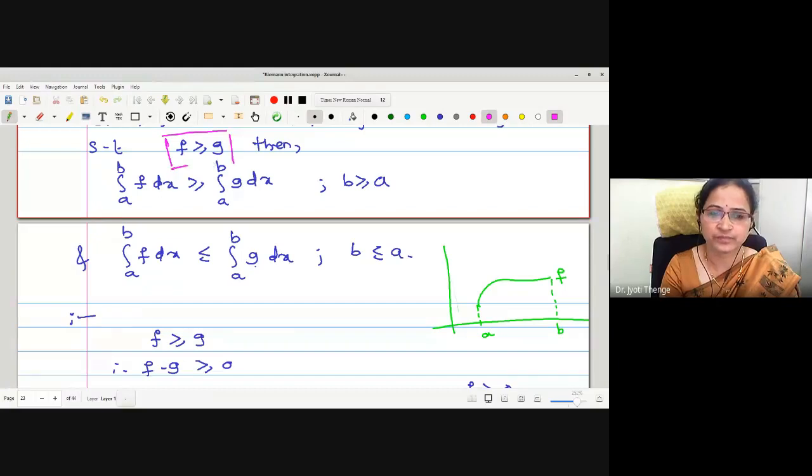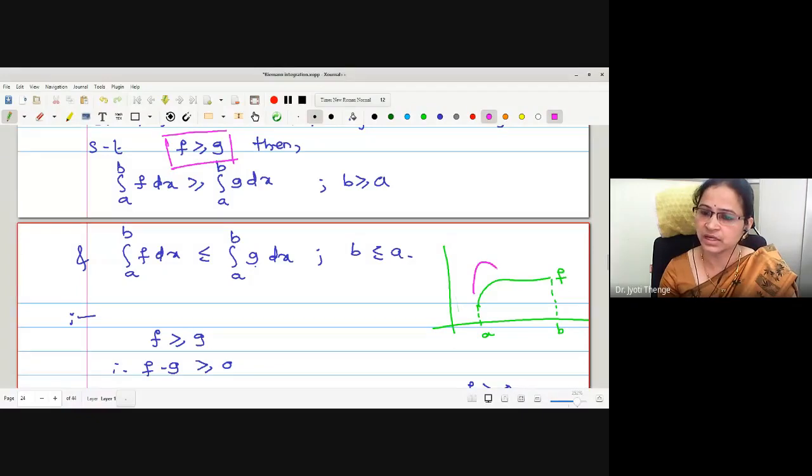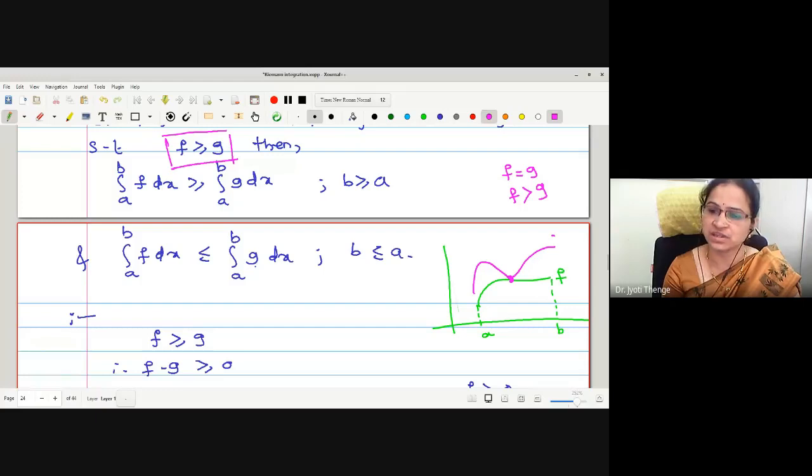Therefore, may I say the curve of g either touches here or it is above here. Why am I saying it touches here? Because there is one possibility of f equal to g. F is either greater than g or f is equal to g. Therefore, there may be some points at which f and g coincide. Therefore, the location of the curve g is somewhat like this, that is above the curve of function f.